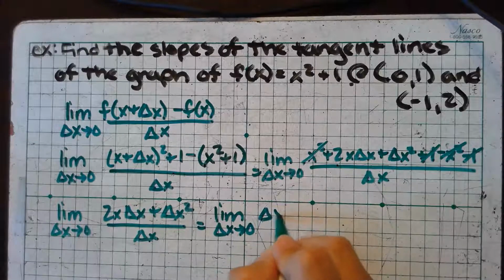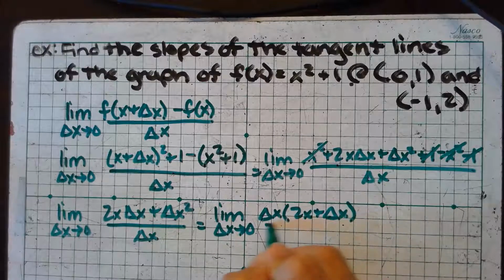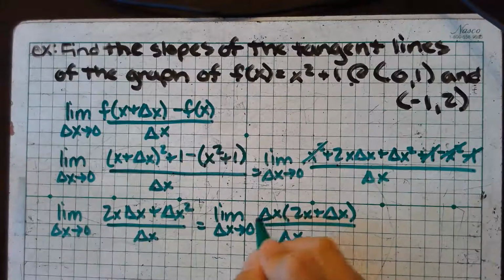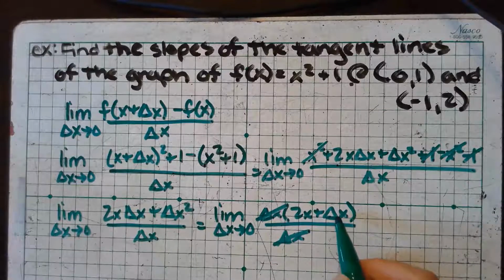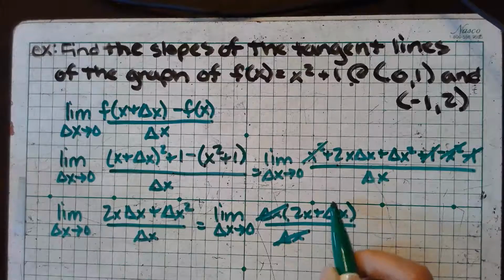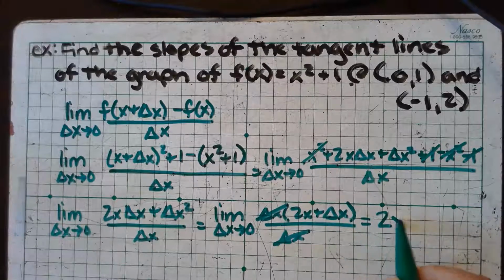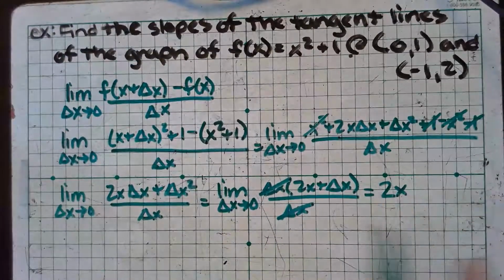And if you actually want to see it factored, here it is. And we notice that the delta x in the numerator and denominator cancel. So let's think about this for a second. As delta x goes to 0, this part's going to go to 0. We're just left with 2x. So this is the slope. And we want to find the slope at these 2 points.